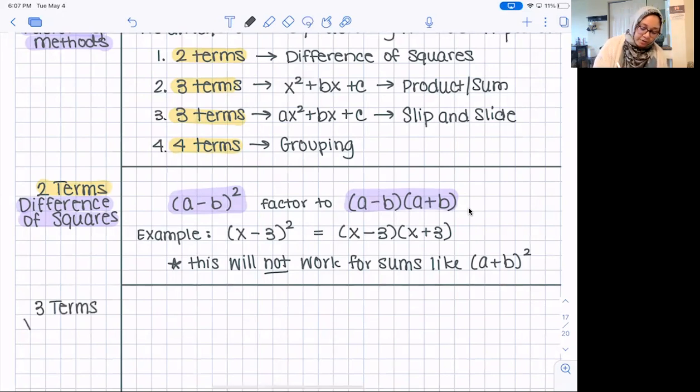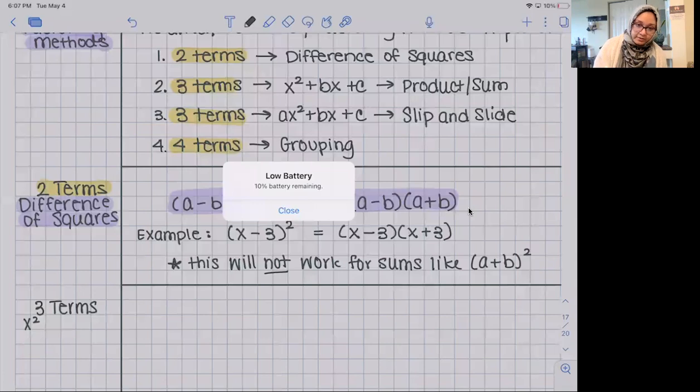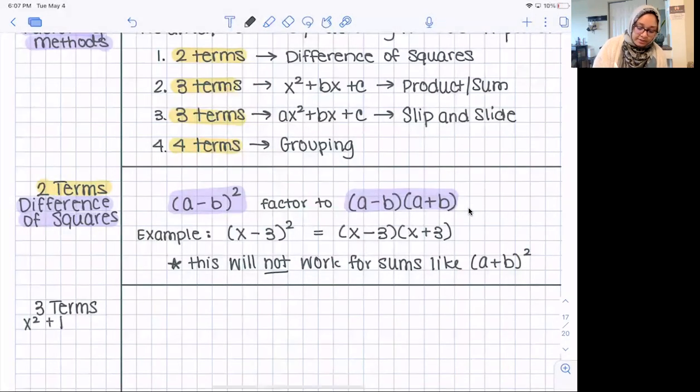When our trinomial is in the form x squared plus bx plus c, we are going to use a simple product sum method. And I'm going to show you guys what that is for the purposes of your notes, because we already did this in class.